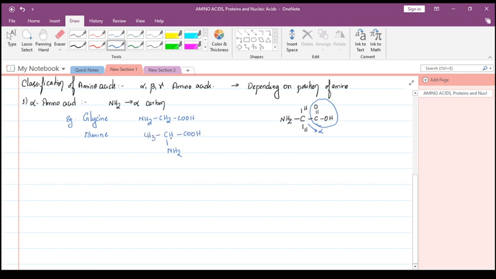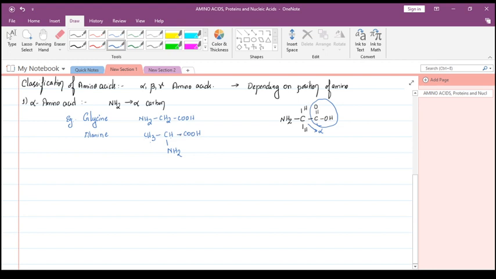See, that is the alpha carbon, and that is a beta carbon. The beta carbon is not having an amino group. Here only the alpha carbon is having the amino group. That's why it is called alpha amino acid. It is known as 2-amino propionic acid, because propionic acid.